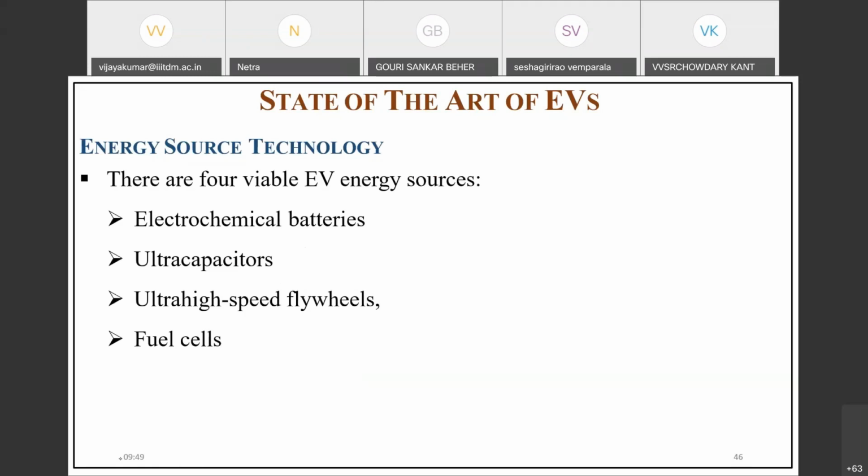So when we talk about the energy sources in the technology, obviously it's batteries and ultra capacitors. So what is the difference between the batteries and ultra capacitors? Both are energy storage devices. So what is the difference between these two? Anyone? In EVs, we are using batteries as well as ultra capacitors, right? So what is the difference between these two? Anyone?